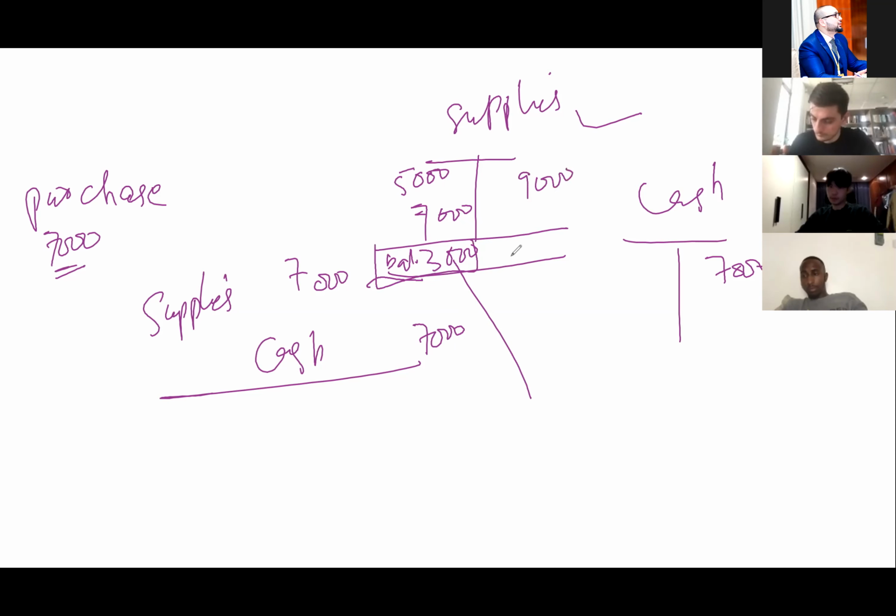Supplies expense to supplies. It's 9,000. Wait, supplies expense will be 9,000. Supplies. Okay. Supplies expense to supplies. So this entry is reducing the supplies and also increasing its expense, which is here.